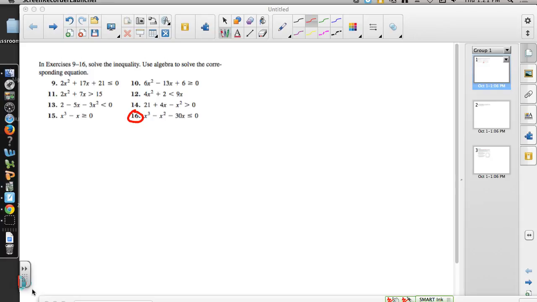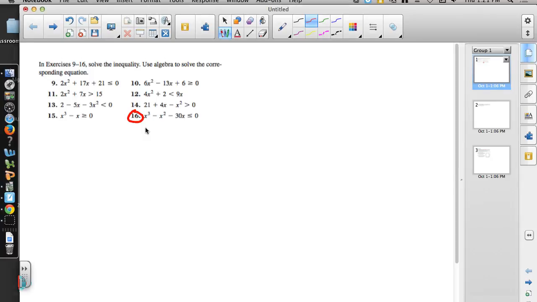So for number 16, the first thing I noticed was we do have a common monomial factor in all three of those terms, and that's an x. If we pull that out, we're left with x squared minus x minus 30 is less than or equal to 0. Now it's important that that 0 is on one side so we can find the cutoffs, find out where those zeros are at.